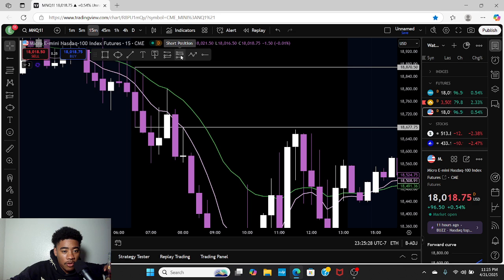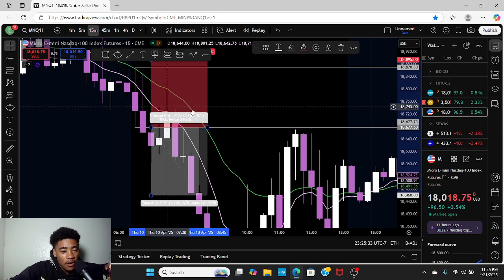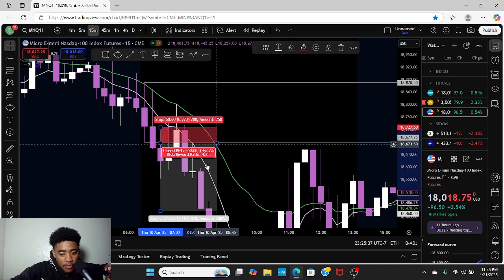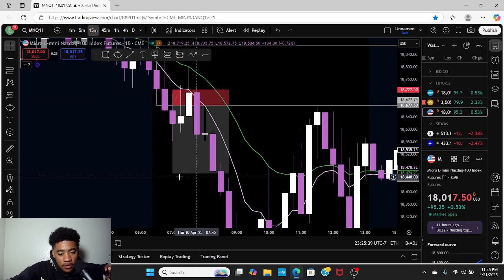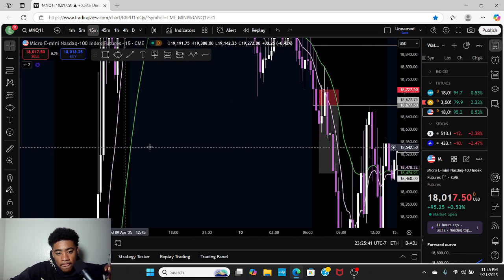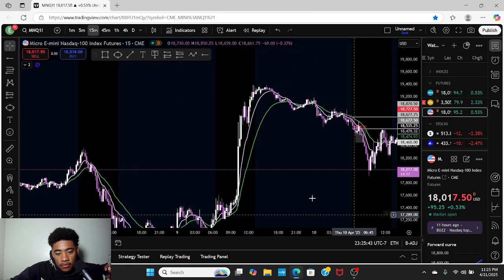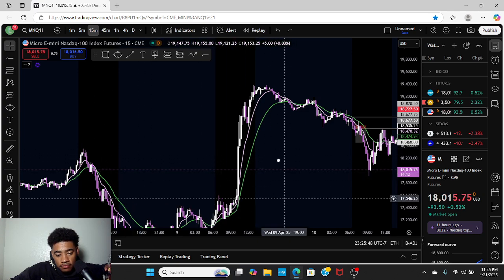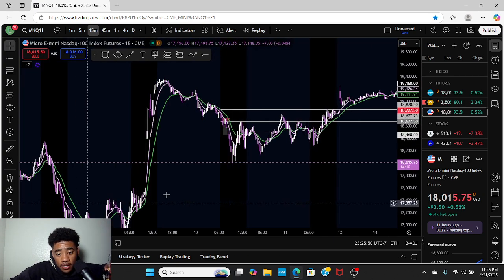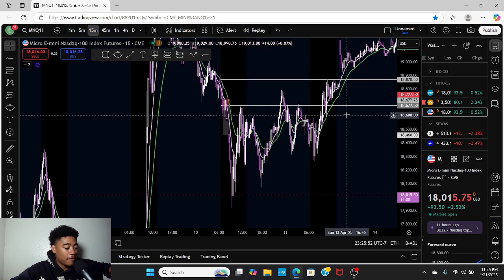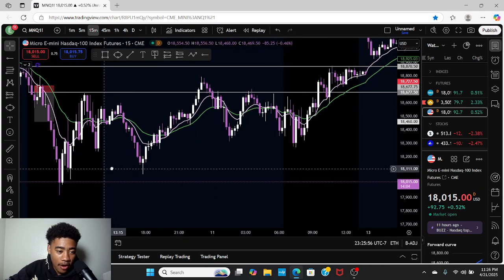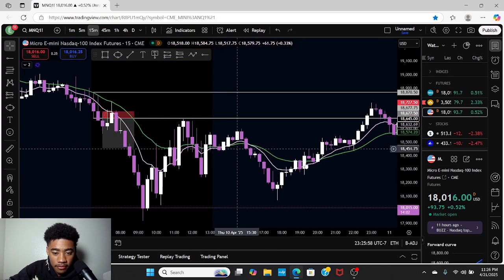So even if we would have went short here, right? Because this is a quality setup, quality trade. Stop right above this level, and we're targeting, you know, you have to see it, man. There's nothing really to target, but all the way down here, right? That's what we would have to be targeting. But notice how I want to show you guys something here.